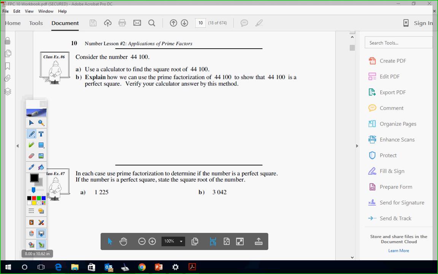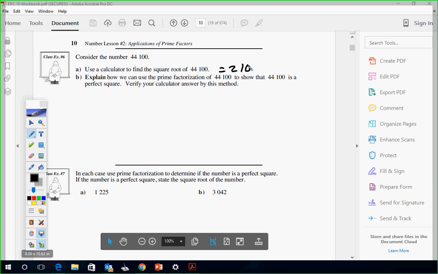Okay, what do we get? 210. Good. So in our calculator we got 210. And then it says explain how we can use the prime factorization of 44,100 to show that 44,100 is a perfect square. So verify your calculator.